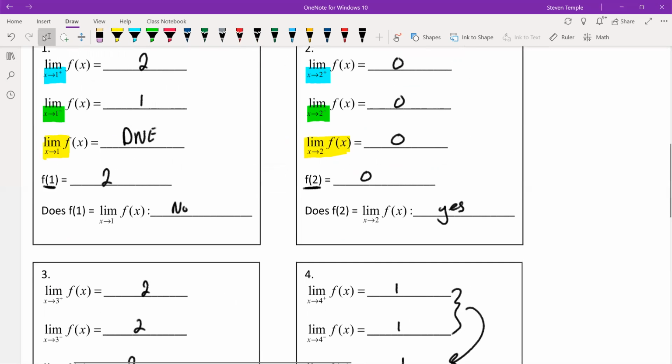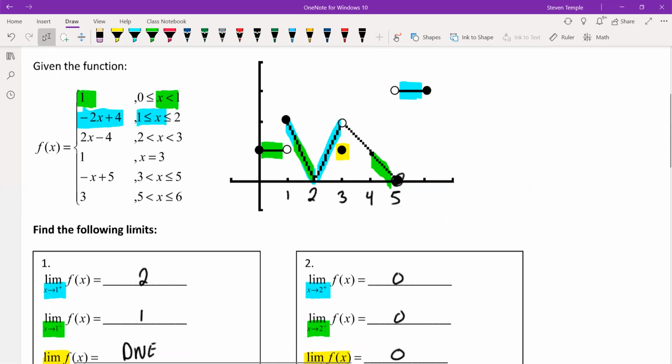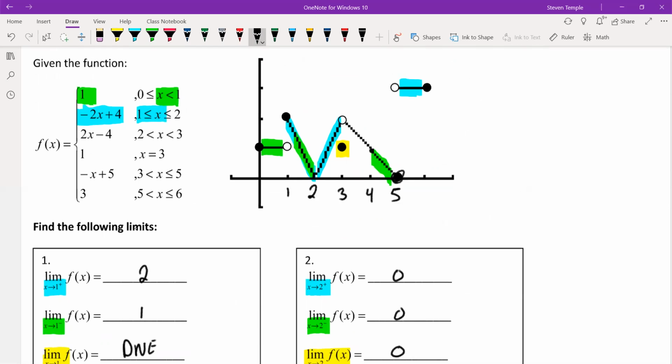Okay, so you can use the definition of the function to find all these values if you want to plug them into your y values, and you'll get the same result.